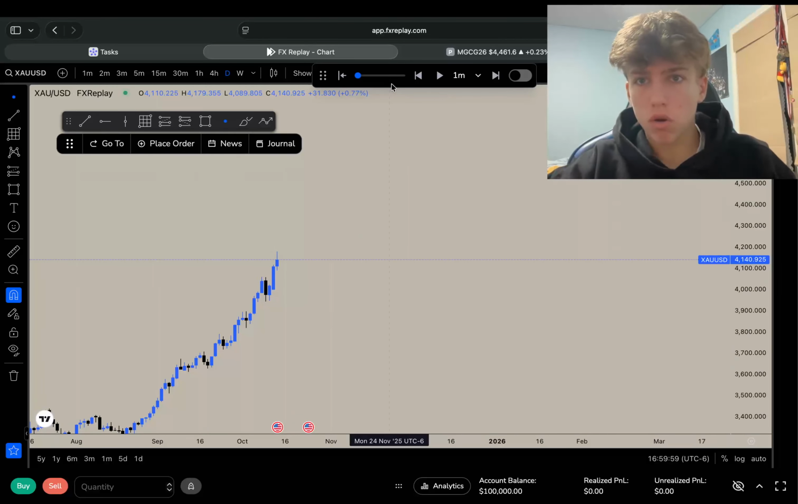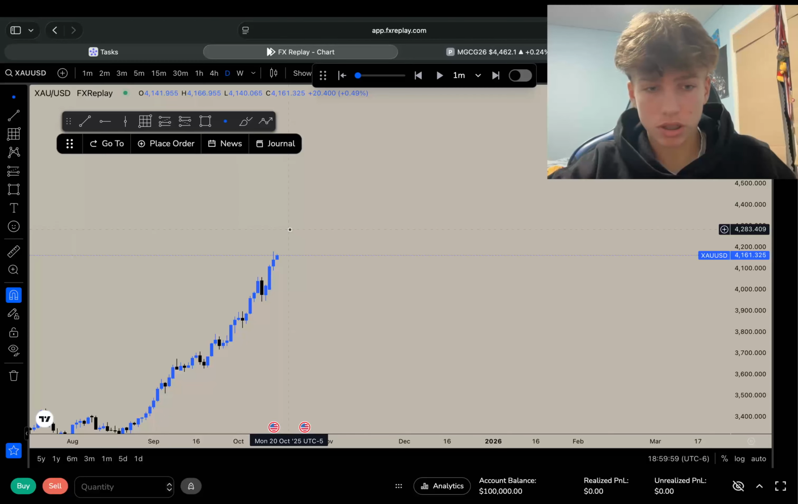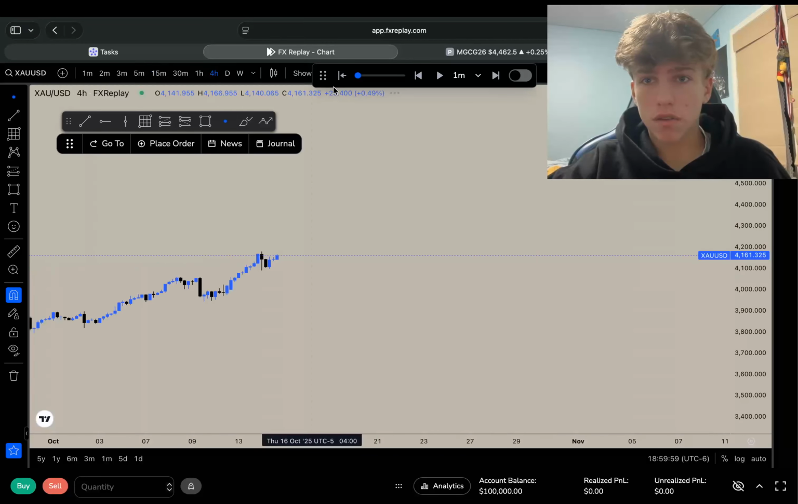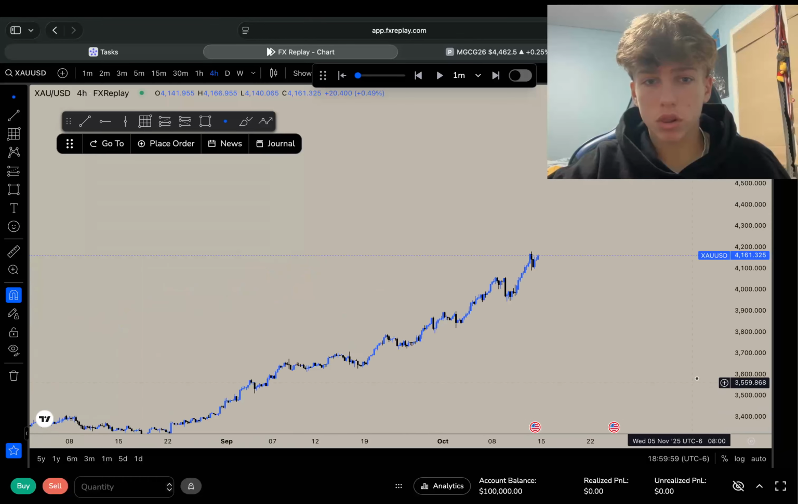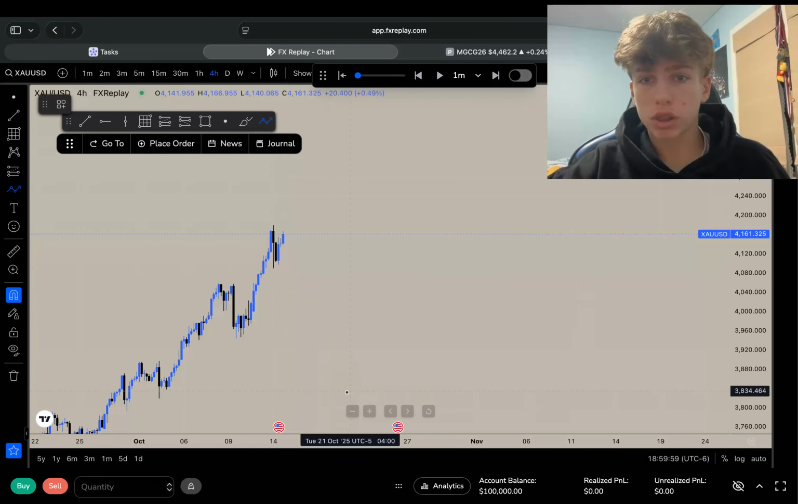So I'm just gonna go over and sim some data just for you guys so you guys can see what it actually looks like. So here, right? I obviously start off on the higher time frames. What are we looking at? We are looking very, very bullish. Why are we looking bullish, you may ask? Well, we're literally just moving up.